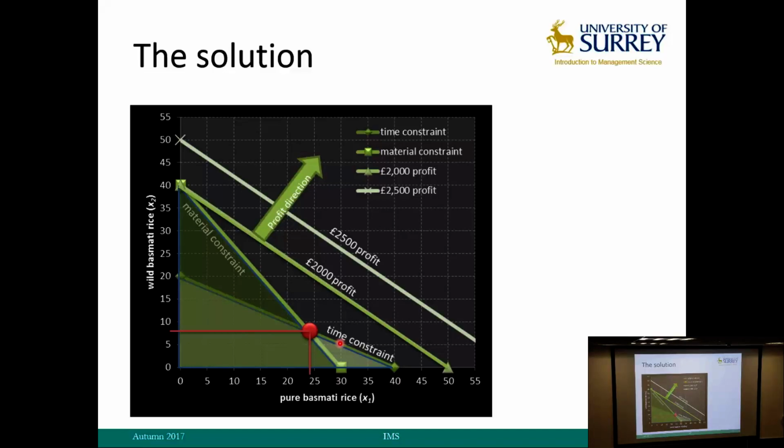I hope I understand your question. You're asking, if we know this is the touching point, how can we identify the number? How many pure or wild rices we need to produce? Is that your question? The question is, what happens when the theoretical value, the mathematical solution, is not the same as the real solution? Because, for example, you're producing a box of something and you have to have a certain whole number. What if that's not the mathematically correct solution? Is that the question you're trying to ask?